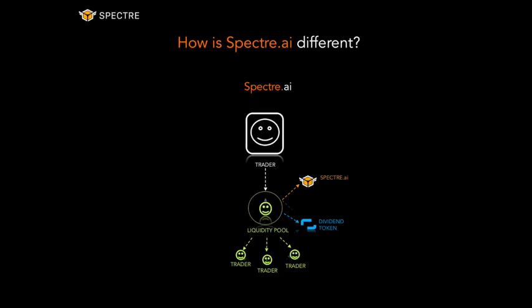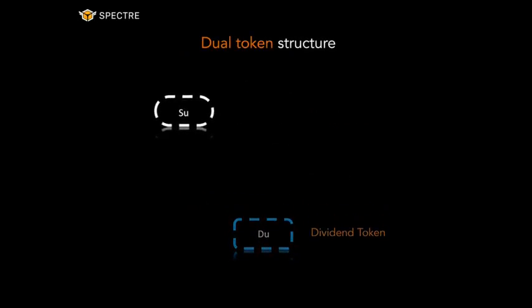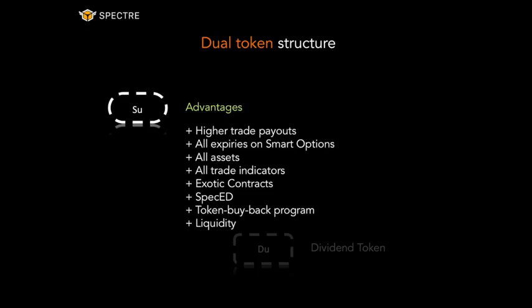So the question of course comes, how can investors participate in the Spectre.ai story? They have 2 options, the utility token and the dividend token. The advantages of the utility token are higher trade payouts, all expiries on smart options, all assets, all trade indicators, and exotic options, access to Spectre's Financial Academy, and a range of other in-platform benefits.